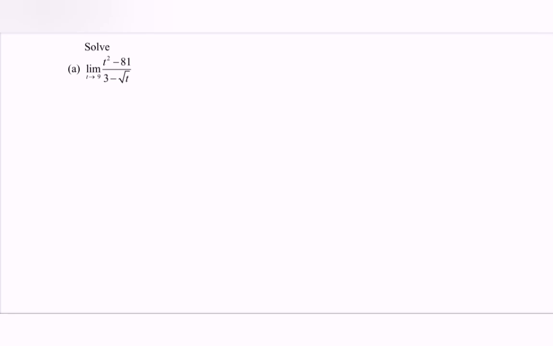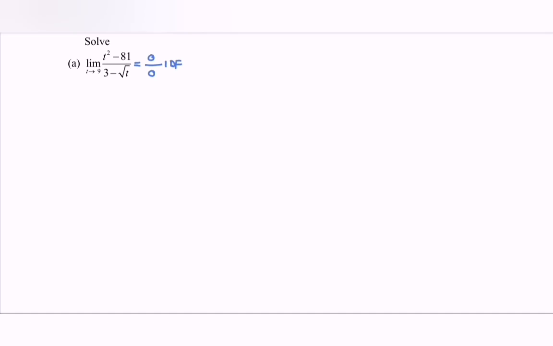So kindly substitute the value of t, where we have 9 squared minus 81, where we have 0, over 3 minus the square root of 9. Again we have 0, so we have the indeterminate form. We have three strategies. Strategy number 1, multiply by the conjugate. Strategy number 2, factorize the situation. Strategy number 3, we have long division.